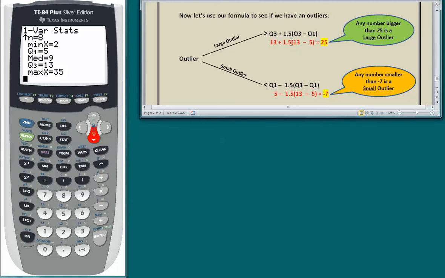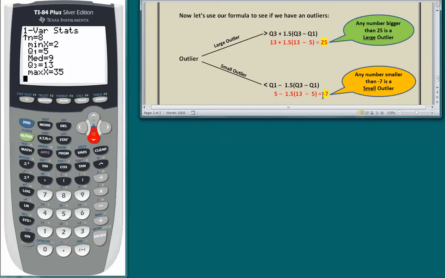Plus 1.5, that's always the same, that doesn't change. Times Q3, again, Q3 is 13, minus Q1. If we look over here, Q1 is 5, so that's a 5. You can do this in your calculator just like this. 13 minus 5 is 8. 13 plus 1.5 times 8 is 25. Any number bigger than 25 will be a large outlier.